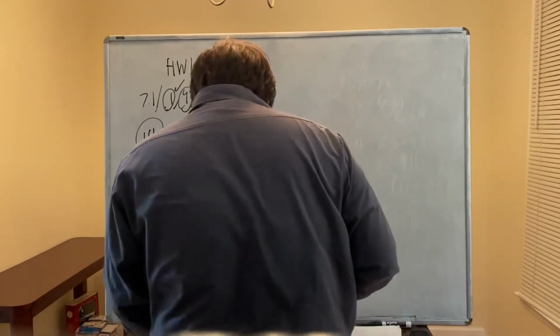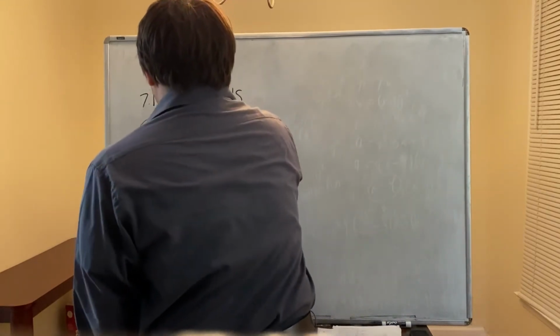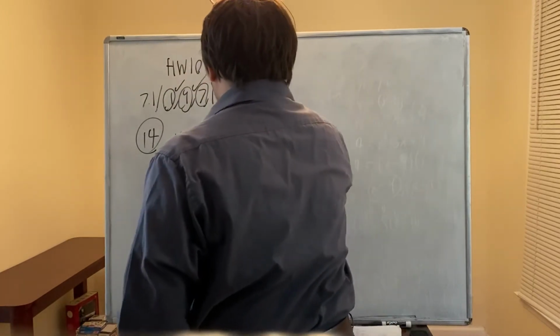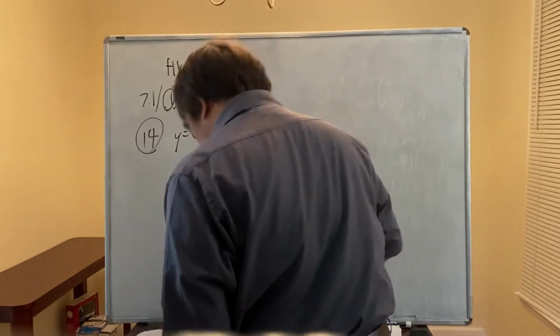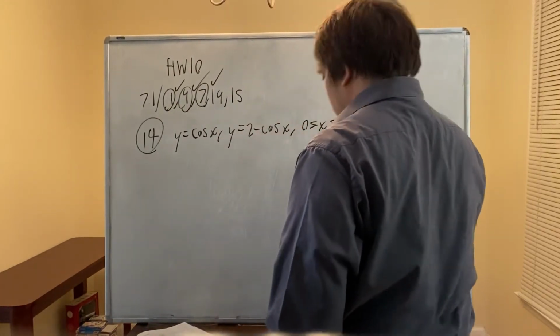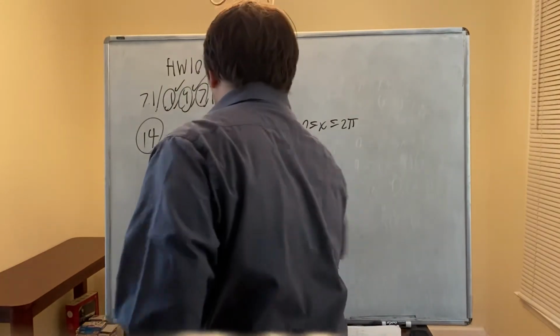Number 14, sketch the region enclosed by the given curves and find its area. So y equals cosine x, y equals 2 minus cosine x, and 0 less than or equal to x less than or equal to 2 pi. Okay, so let's draw that.